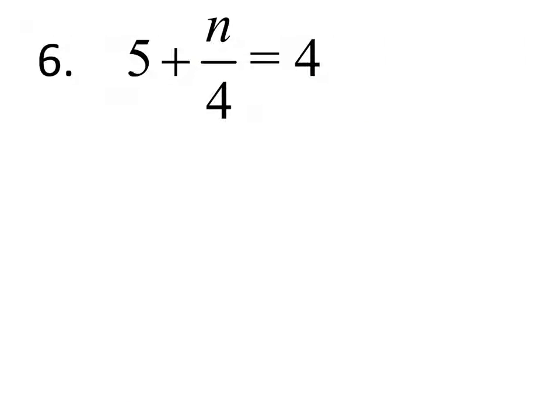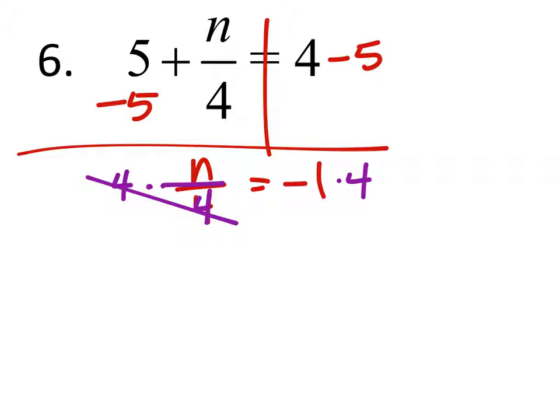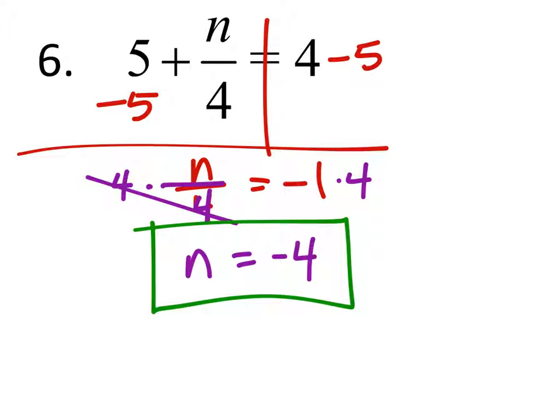So I need to get rid of that 5, so I'll subtract 5 from both sides. And I'm left with that n/4. 4 minus 5 is -1. So again, inverse operation, divide by 4. So I'm going to multiply both sides by 4. Again, that'll cancel out the 4's. And I'm left with n equals -4. Bam.